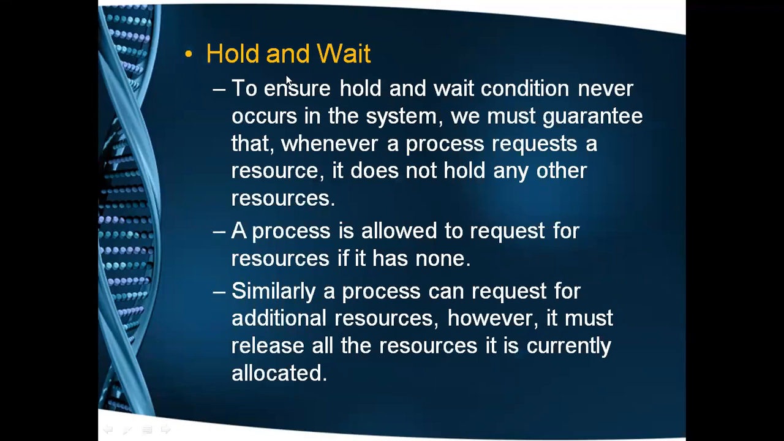The second condition is the hold and wait condition. We have to ensure this condition is false or doesn't occur in the system. What is hold and wait? A process is holding one resource and waiting to get additional resources. To ensure this is false, whenever a process requests a resource, it must not hold any other resources. By ensuring that, this condition is false, and automatically we can prevent deadlock.